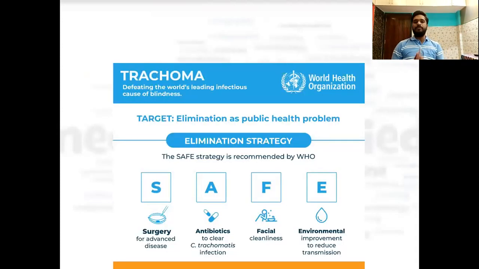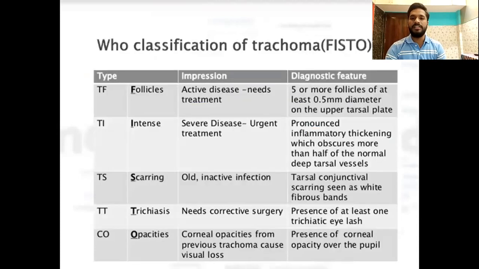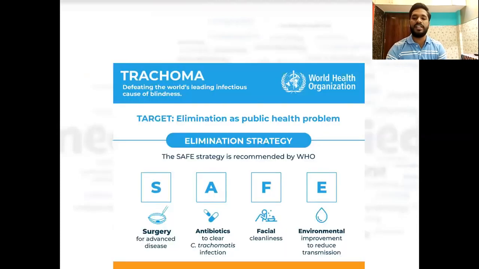Now, for elimination of this trachoma, the WHO has adopted a SAFE strategy, that is S for surgery, A for antibiotics to clear the Chlamydia trachomatis infection, F for facial cleanliness, and E for environmental improvement to reduce the transmission. So these two things, that is FISTO classification and SAFE strategy, are very important from a community ophthalmology point of view. So it can be asked in PSM, whereas also in ophthalmology.